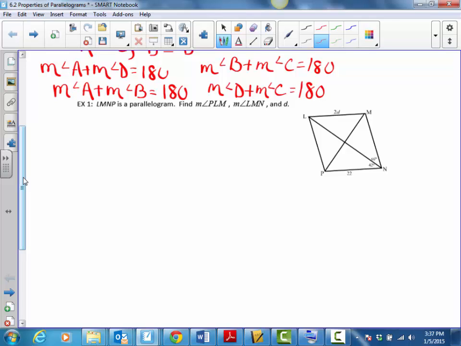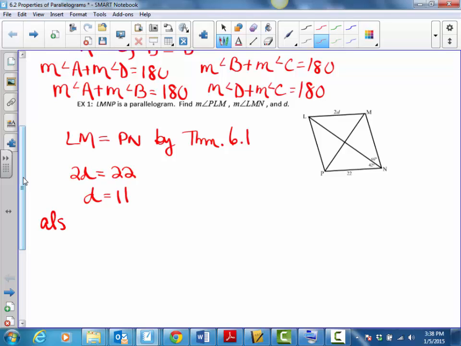LMNP is a parallelogram. I need to find the measure of two angles and I need to find the variable D. Well, Theorem 6.1 lets me know that LM is congruent to PN, or the measure of LM equals PN. So I can say that 2D equals 22. And then when I solve for D, I find out that D equals 11.